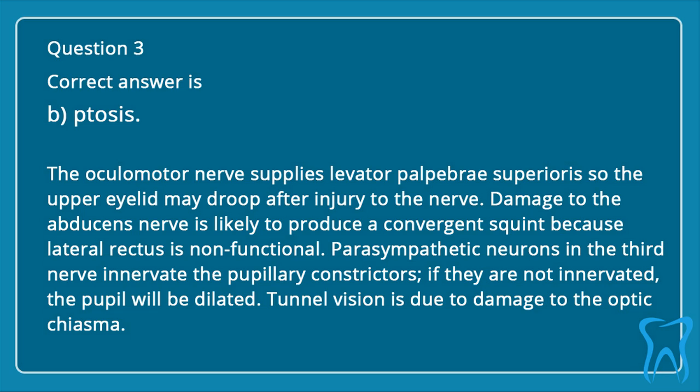The oculomotor nerve supplies levator palpebrae superioris, so the upper eyelid may droop after injury to the nerve. Damage to the abducens nerve is likely to produce a convergent squint because lateral rectus is non-functional. Parasympathetic neurons in the third nerve innervate the pupillary constrictors. If they are not innervated, the pupil will be dilated. Tunnel vision is due to damage to the optic chiasma.